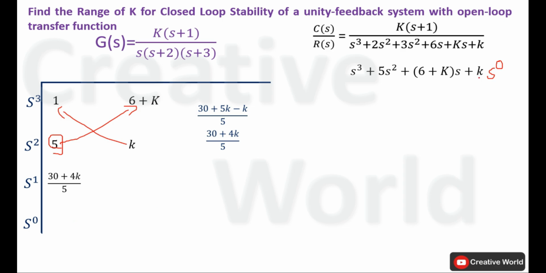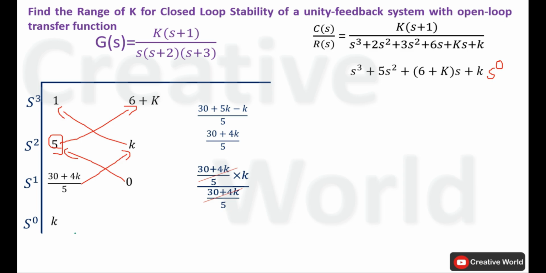So the coefficient of s0 is k, so we can place k here. We can also calculate the value of this entry by this method. For that purpose, an entry should be available here also. In this case, it will be 0. Now multiply these together and these together and divide by this value. The product of 0 and 5 will become 0. The only value that will be left is k multiplied by 30 plus 4k divided by 5, and divide by this value 30 plus 4k divided by 5. Now these two will cancel out with each other and only k is left, which we already have taken.